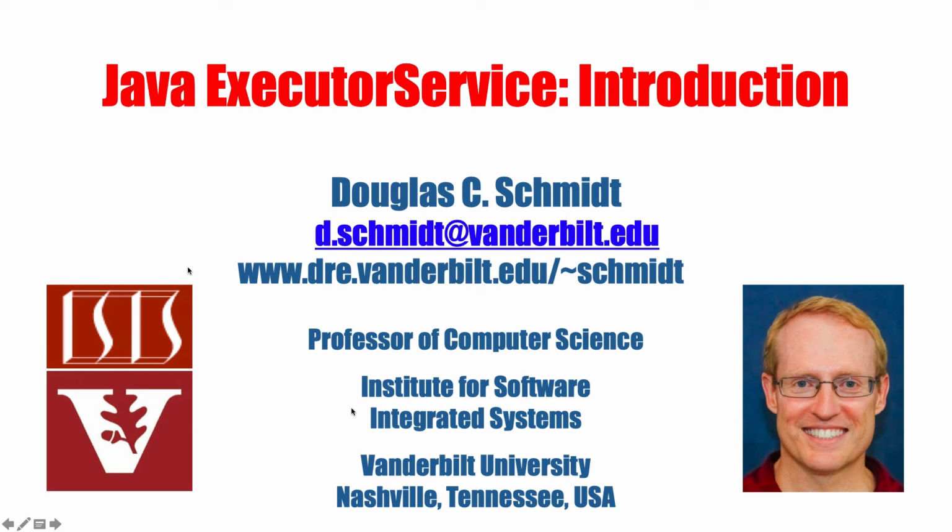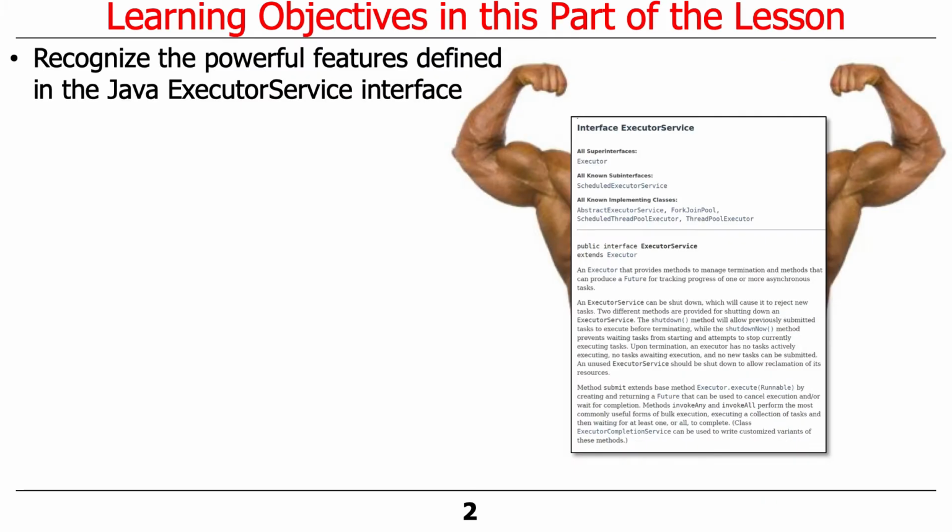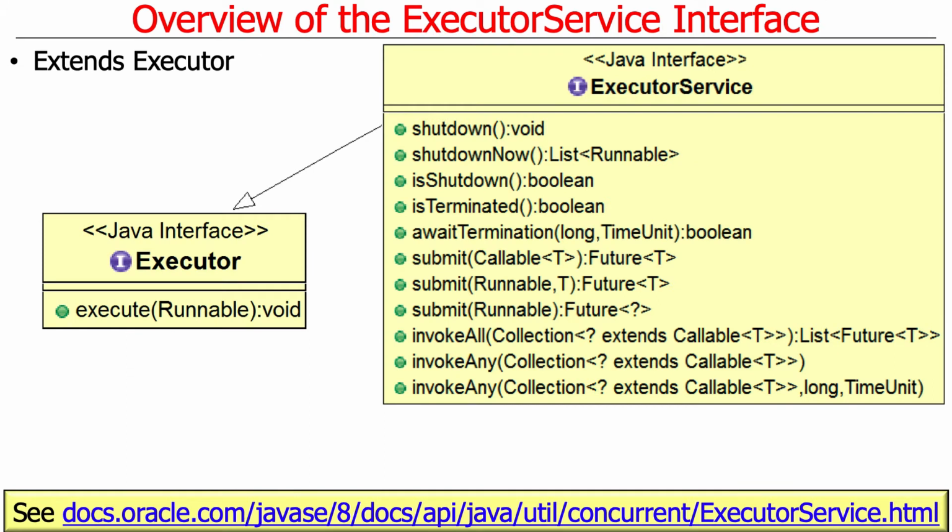So now that we've talked about the executor interface, looked at how it works, talked about some of the methods, or the method is just one, let's go ahead and talk about how to fix some of the limitations with the executor via the executor service. And we'll see that this is a much more powerful mechanism than the plain old executor interface.